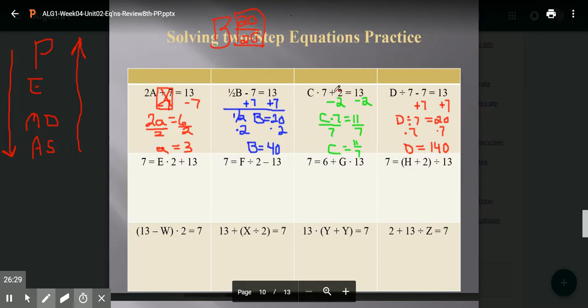And on the third one, we're going to subtract 2 first from each side. So we wind up with c times 7 equals 11. Inverse of multiplying by 7 is to divide by 7. So we wind up with c equals 11/7. And for the last one of this row, we add 7 first to each side. We wind up with d divided by 7 is equal to 20. And then we multiply by 7 on each side, and we get d equals 140.